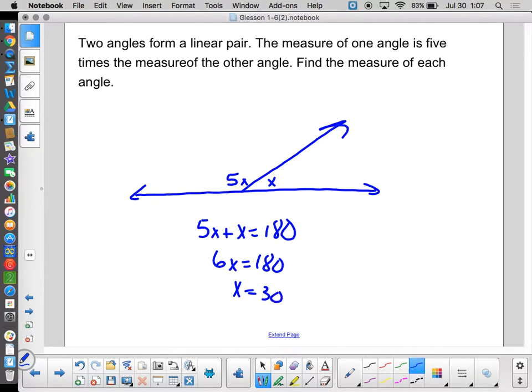X is 30. So that means if this angle is 30 degrees, this angle has to be 150 degrees. And is that my answer to my question? Find the measure of each angle? Sure. We don't have specific names for the angles, so I can just indicate the angles are 30 degrees and 150 degrees.